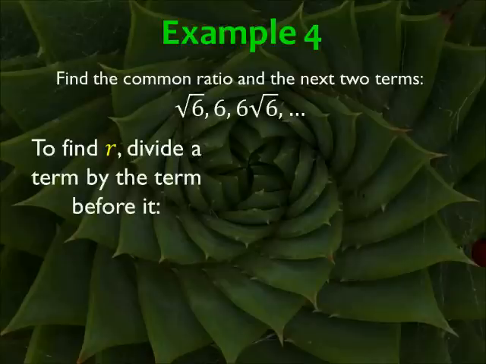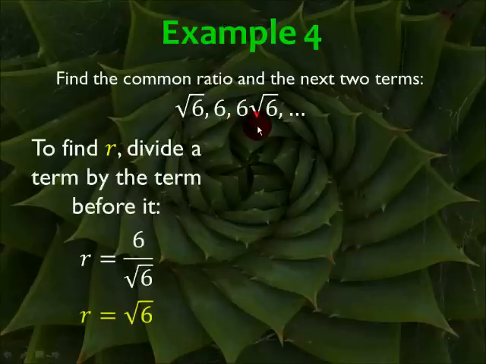All right, to find R, divide a term by the term before it. So take the second term divided by the first term. You get 6 divided by radical 6 equals radical 6. You could have also done 6 radical 6 divided by 6, and that might have made it easier to see that the ratio is radical 6. Either way, that's how you get your ratio.